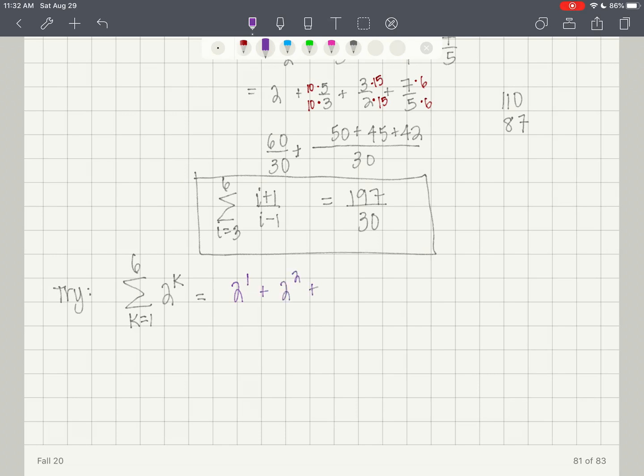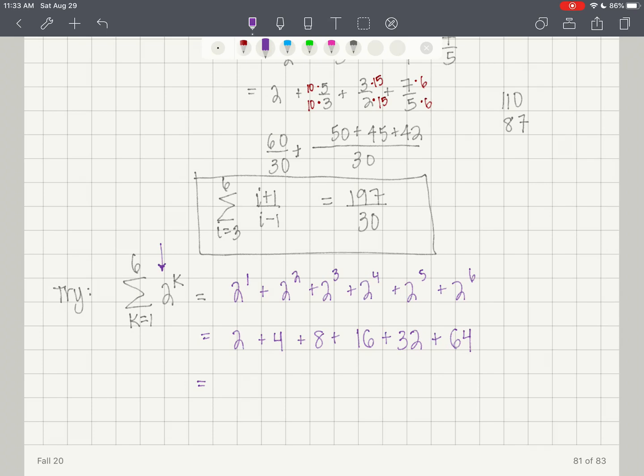2 to the first, 2 to the second, 2 to the third, 2 to the fourth, 2 to the fifth, and 2 to the sixth. We have 6 terms that we're adding together. 2 plus 4 plus 8. Now you should know these, or at least be able to figure these out. 16, and then 32, and then 64. You notice that we are multiplying by 2 to get from one term to the next. We have an exponential base happening with a variable exponent. We're going to talk about that in future lessons.